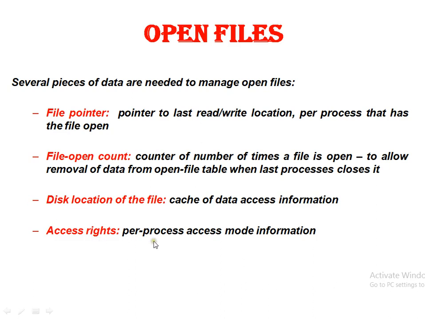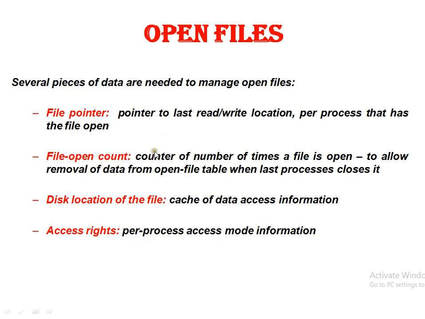Next, access rights. Each process opens a file in its access mode. This information is stored in the per process table, which holds the mode information, that is, in which mode the file is opened. What is this file mode? What is this access mode? In the next slides, we will study what we mean by file mode.